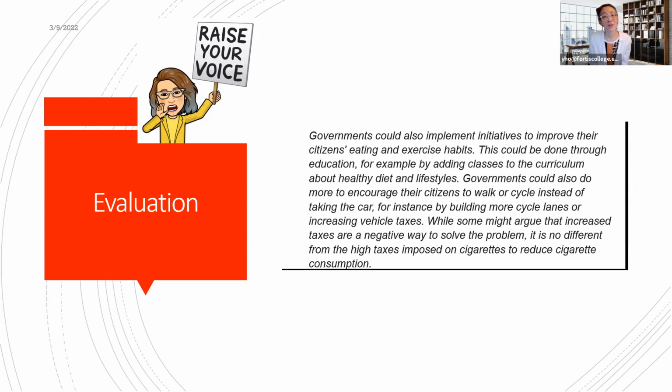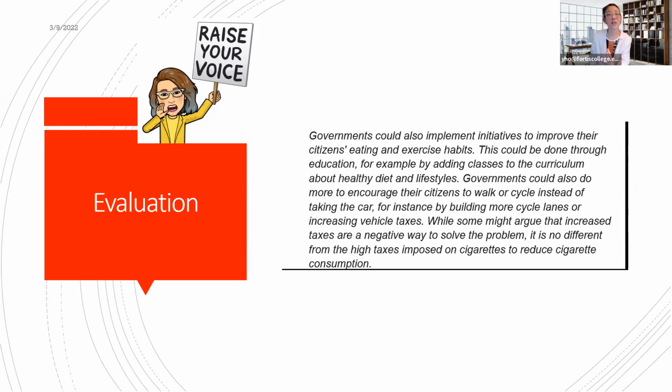Government could also encourage their citizens to walk or cycle instead of taking the car, or by building more cycle lanes or increasing vehicle taxes. While some might argue that increased taxes are a negative way to solve the problem, okay? And this is her way of sticking in the other side, okay? While some might argue that increased taxes are a negative way to solve the problem, it is no different from the high taxes imposed on cigarettes to reduce cigarette consumption.